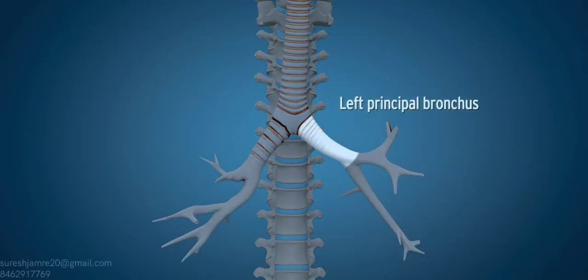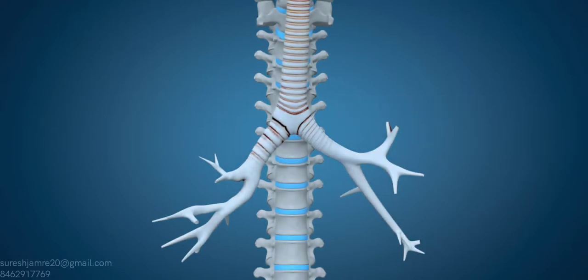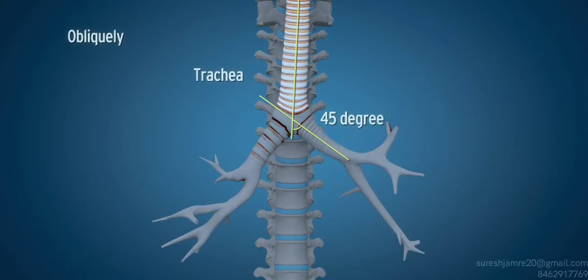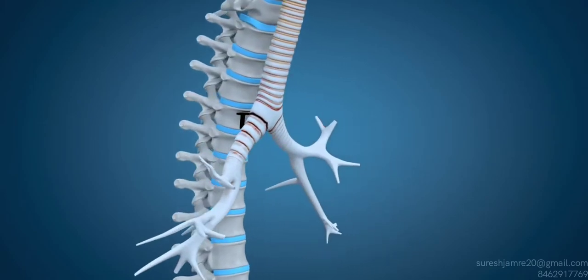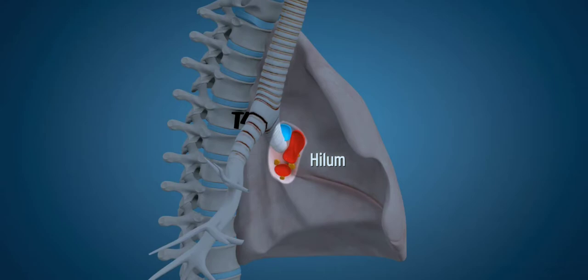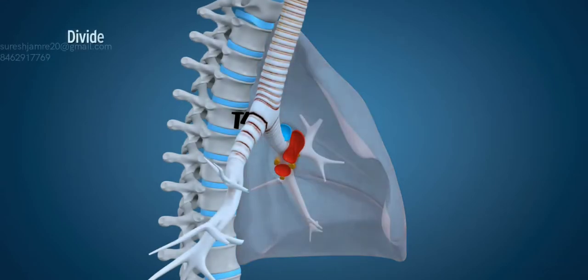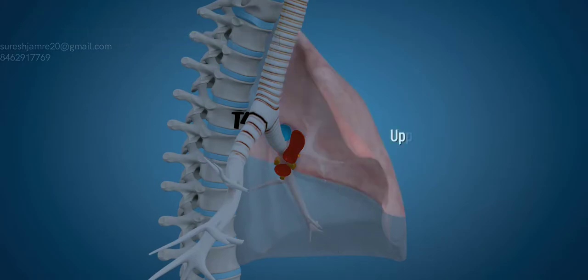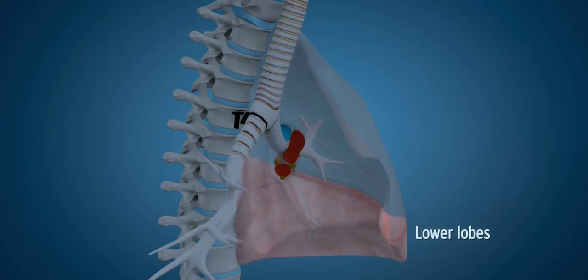Left principal bronchus is around 5 centimeters in length. It is situated obliquely, making an angle of about 45 degrees with the trachea. Left principal bronchus will enter the hilum and divides within the substance of lung into two secondary lobar bronchi, which supply the upper and lower lobes of left lung.